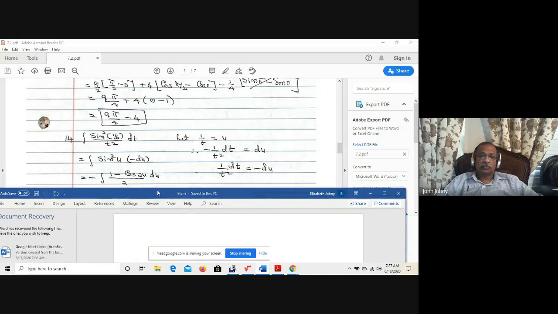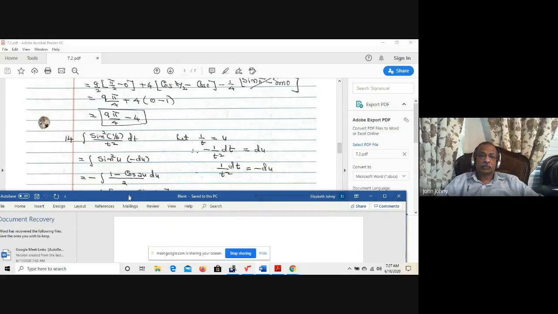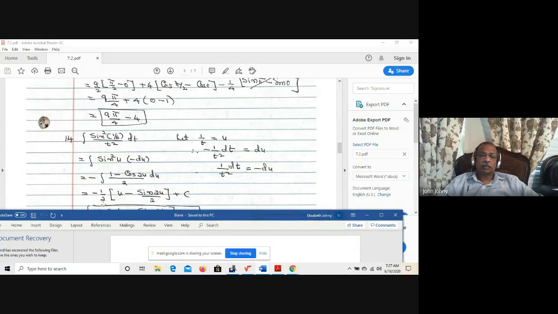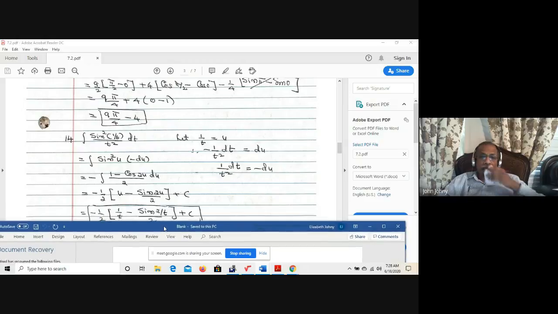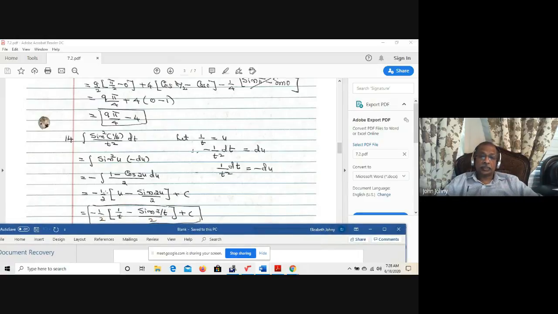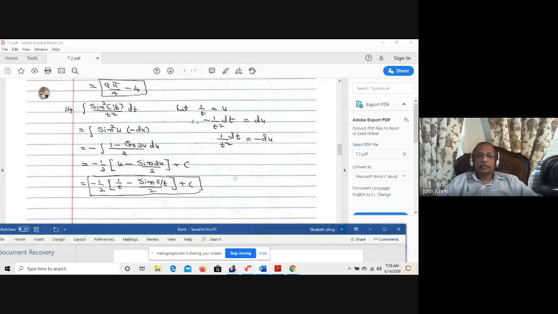Apply the power reducing formula. Pull out the negative sign. Sine squared u is (1 minus cos 2u) over 2. Pull out the 1/2, so it becomes negative 1 over 2 outside. Antiderivative of 1 is u. Antiderivative of cos 2u is sine 2u divided by 2, plus c. Now you replace your u. This is negative 1 half times u, which is 1 over t, minus 1 half times sine of 2u, where 2u is 2 over t, plus c. And you may stop there. That is the answer.